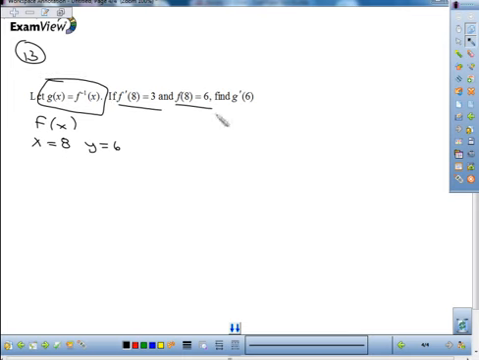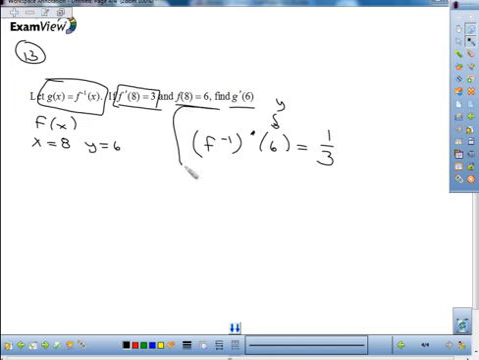So since g is my inverse, this is actually looking for the derivative of the inverse at the y value. Notice this is my y value. And the derivative of the inverse at the y value is the derivative of the original function at the x value, which is, take the reciprocal.